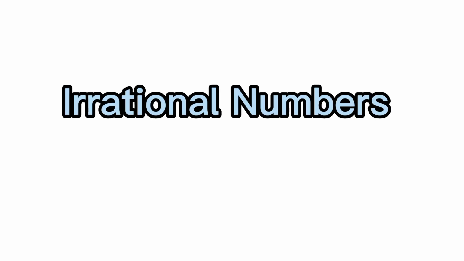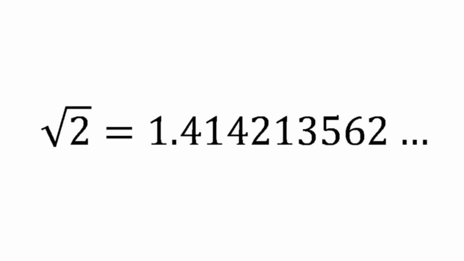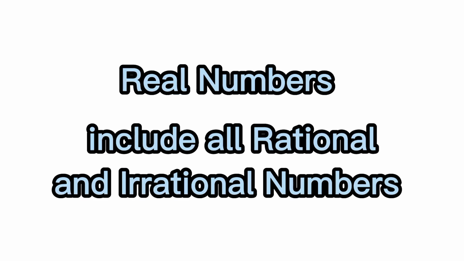Next is irrational numbers. Very famous is the value of pi. Its digits are not repeating and it is not terminating. The value 3.1416 is just approximate, not exact. The other example is the square root of 2. Irrational numbers are non-repeating and non-terminating decimals. Next is real numbers. Real numbers include all rational and irrational numbers.